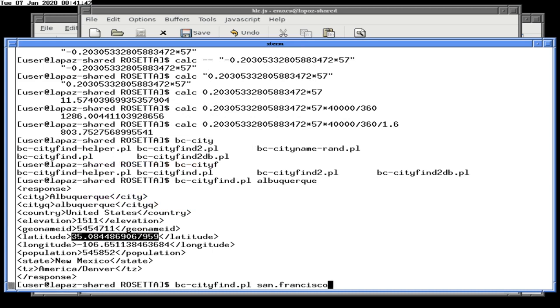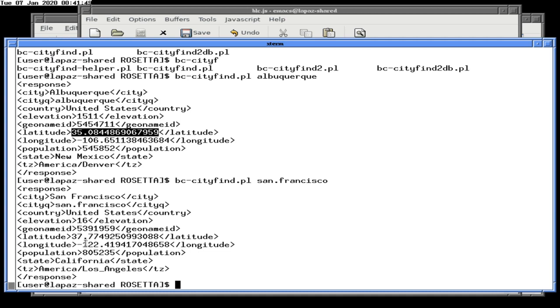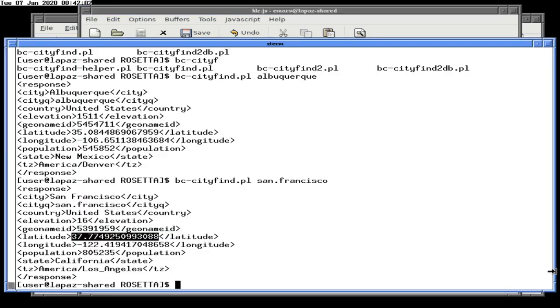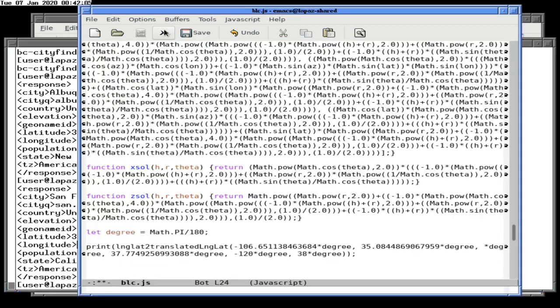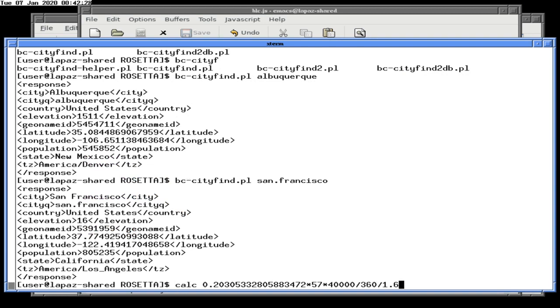I left my heart there. 37.7. Oh, that's this thing. That's fine. And this thing is minus 122, yeah. And then we want to know how you're going to translate basically what we just gave you. See what this does. This should give us a number that probably won't be, but should be.